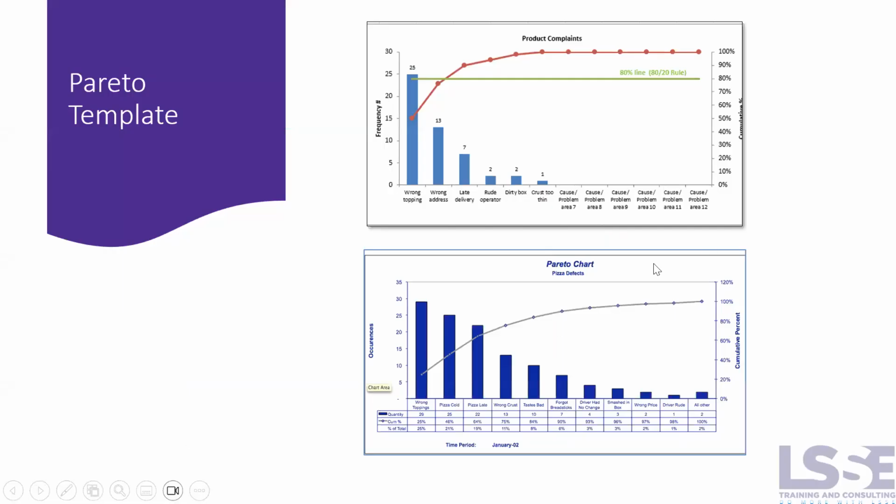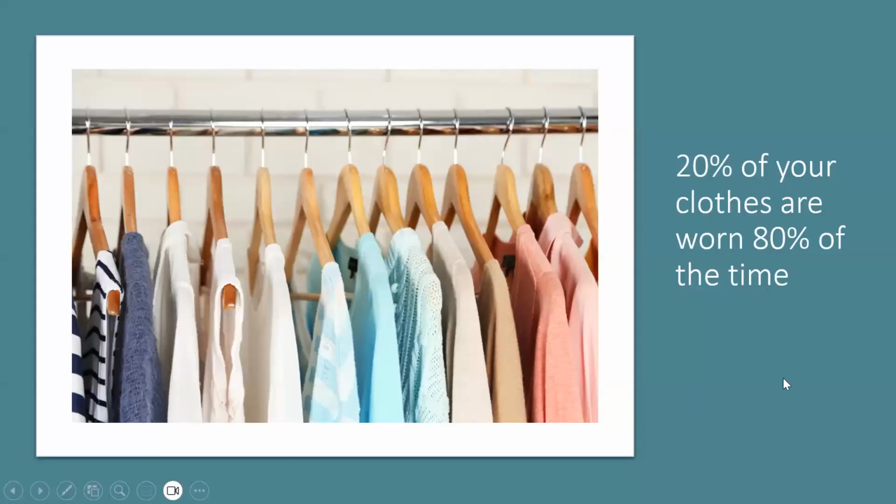Okay, so the Pareto chart would look something like this, but it is also a rule of thumb that can be applied in daily life. So here are some rule of thumb examples of Pareto in daily life. 20% of your clothes are worn 80% of the time. I think that's probably realistic. If you look at your wardrobe, chances are only 20% of your clothes are worn 80% of the time, more or less.